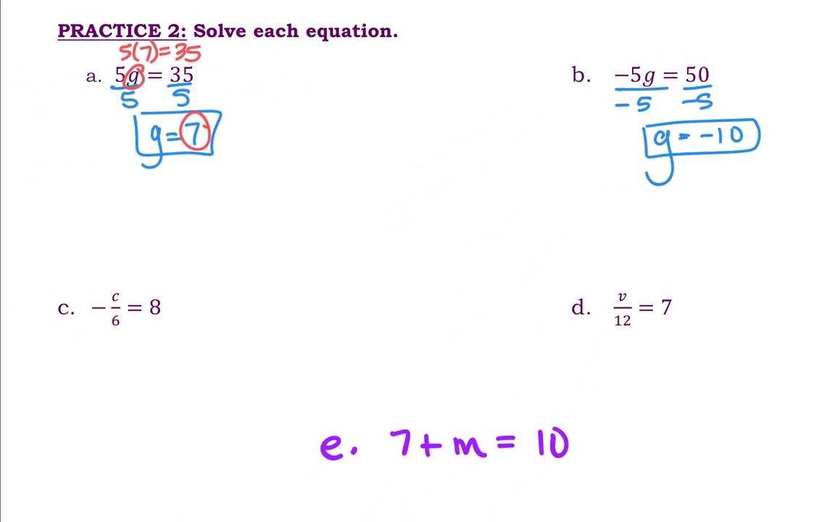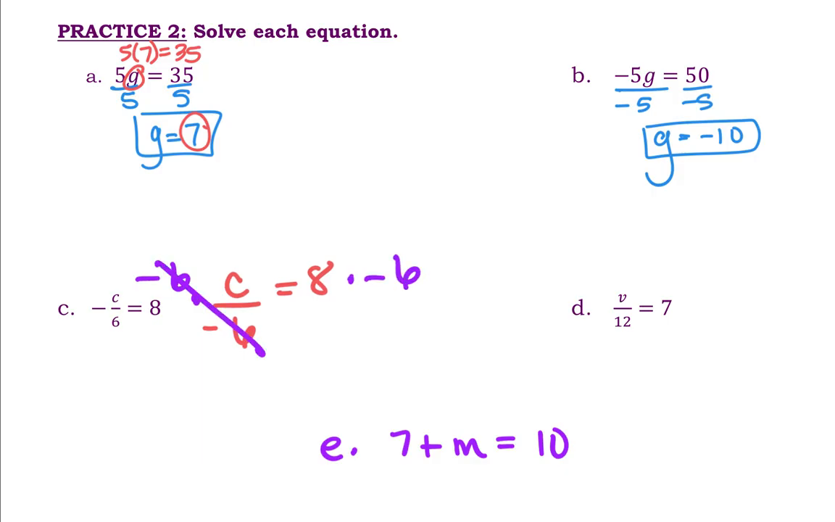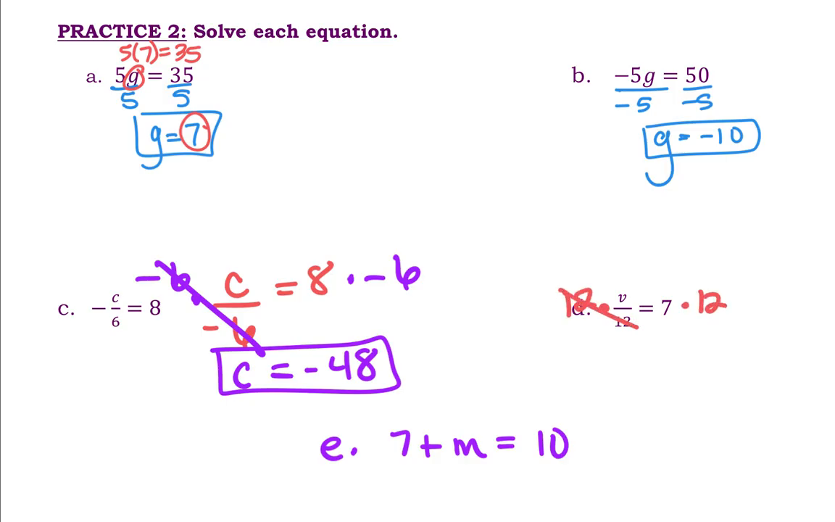And then, again, when you rewrite this, I recommend putting the negative at the bottom. So if I was to rewrite it like this, would we multiply or divide? What do we multiply by? A negative 6. This becomes 1. What's 8 times negative 6? And then the next one, what should we multiply by? 12. That becomes 1. What's 7 times 12?